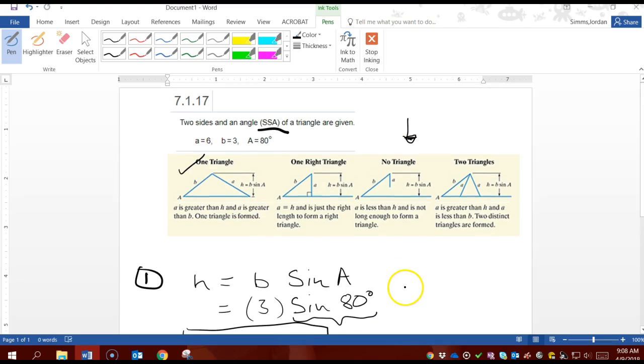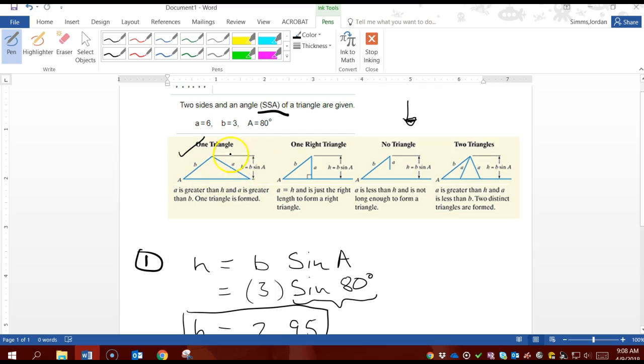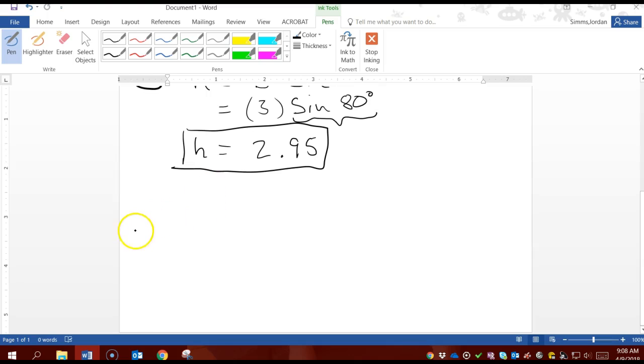Okay? So after that, we need another angle. If this is our situation, we know a is 6. We know angle A right in here is 80. I'm writing that small, but just so you can see what's going on. So what we need to do is find our other angles first. And we can do that using the law of sines. So step 2, find one other angle. Another angle. So let's do B.